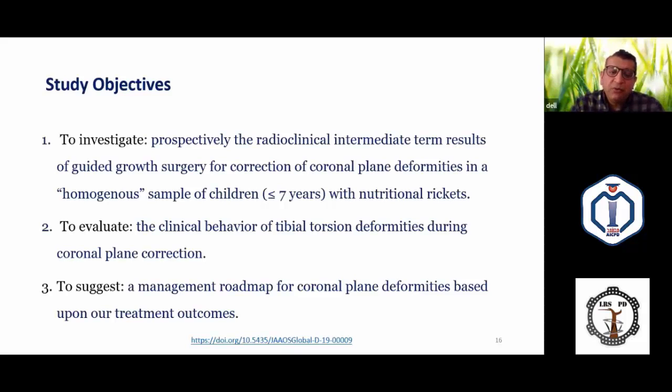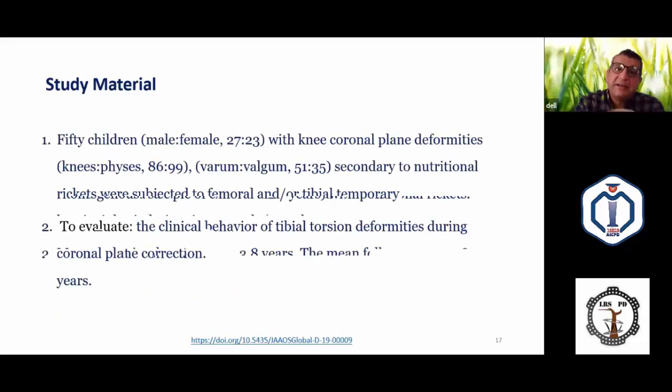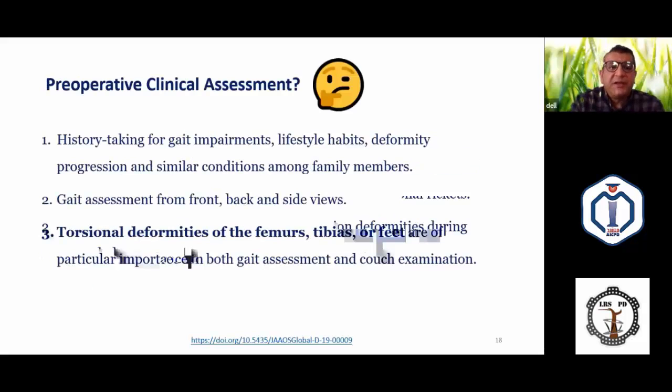And finally, we wanted to come up with a roadmap or treatment algorithm that may help us and help others to guide decision making in angular deformities in general and in rickets specifically. This is our study material. You can simply click on any link here in the presentation and have more details about our published study.